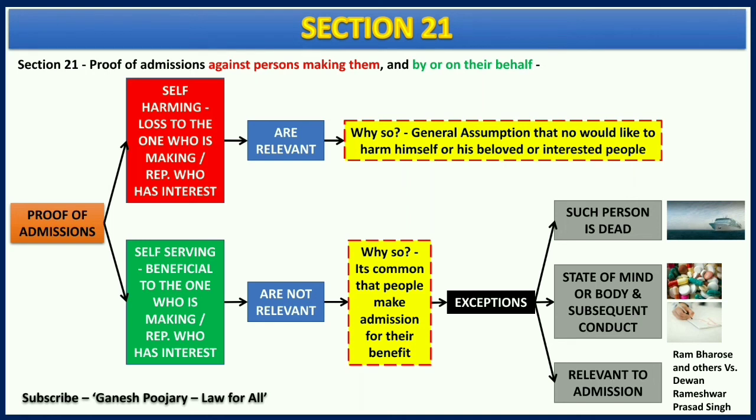The third subclause of section 21 discusses any other relevant aspects which are part of admission. Now here we can refer to the case law of Ram Bharos and others versus Diwan Rameshwar Prasad Singh. Here what happened? A person gifted a property to another, but in his will he mentioned that such gifted property is fictitious. Here the statement made in the will is considered a relevant admission. That is what we need to remember.